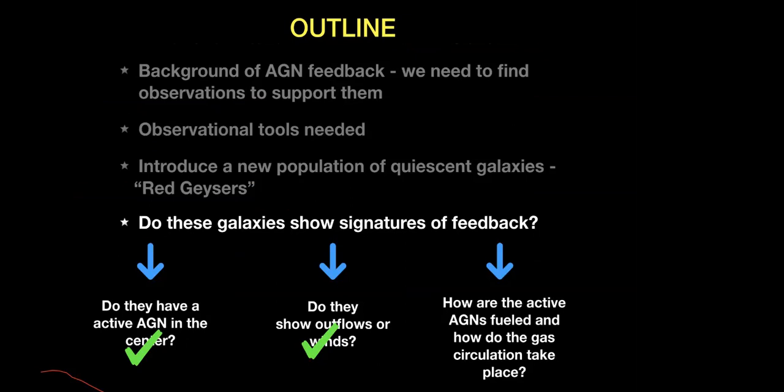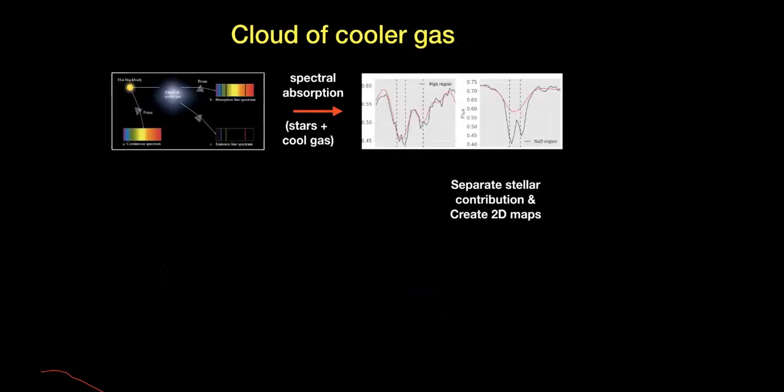So finally, the final question that we are going to ask is how is this cycle completed? How are the AGNs themselves fueled, and how does the entire gas circulation take place? To look at that, we now look at the absorption lines. Remember, I explained that absorption lines basically happen when there is a cloud of cooler gas in between the star and the observer. So we are looking for cool neutral gas clouds, much cooler than the warm ionized gas that I was showing you previously with H alpha.